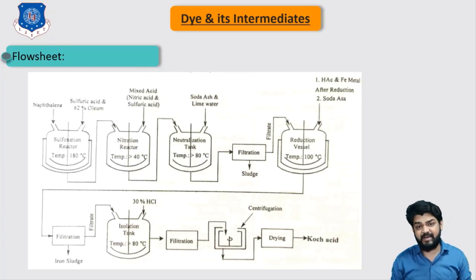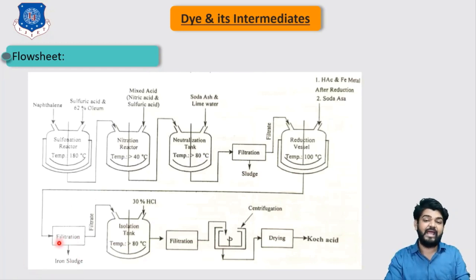Then this reduction mass is sent to the filtration unit, where we recover all the precipitate and remove the sludge. This iron sludge is again sent to the landfill unit or to the ceramic industry, where we utilize it in the form of gypsum. Then this filtrate is sent to the isolation unit, where we isolate our Koch acid that is generated from the previous step.